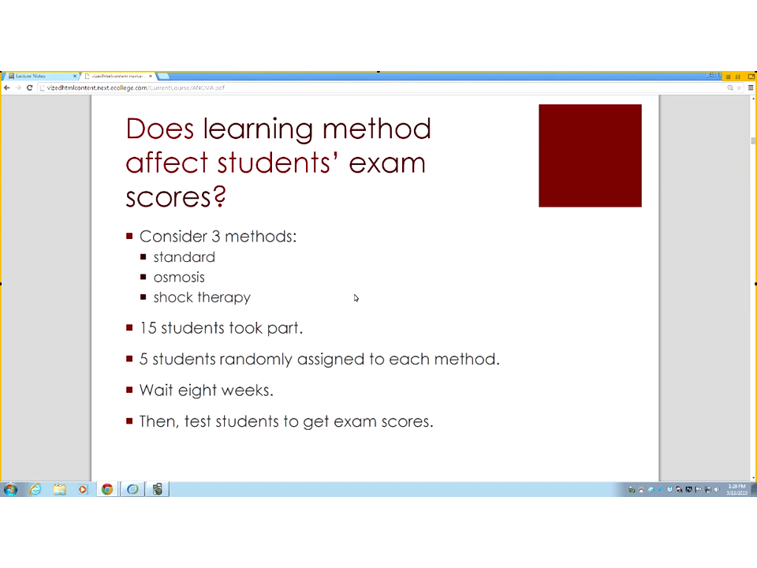I'm just trying to give you 3 different ways, okay? All right, so we have 15 students. 5 students are randomly selected for each method. We wait 8 weeks, then test the students to get exam scores. This is just made up. I should have chosen something different, but it's just for entertainment purposes here. So standard method, osmosis. I hope I could learn by osmosis, and then shock therapy.